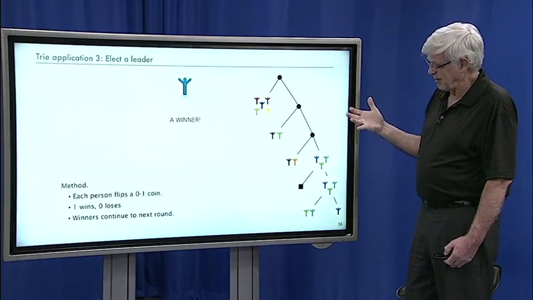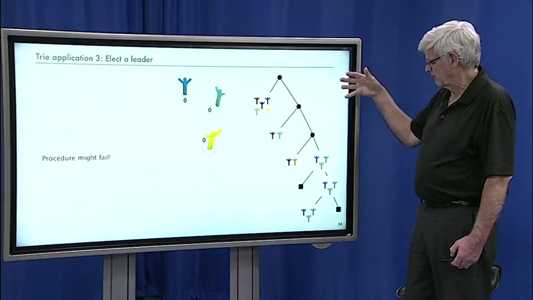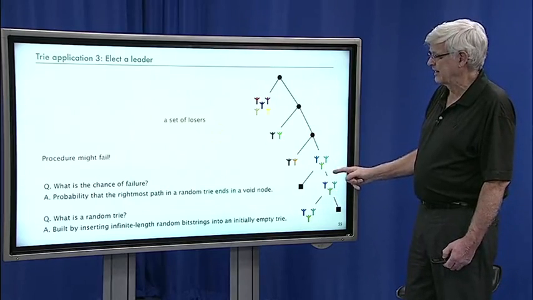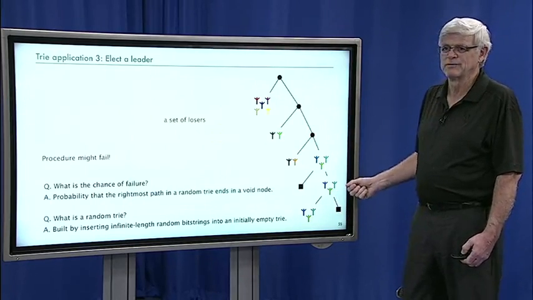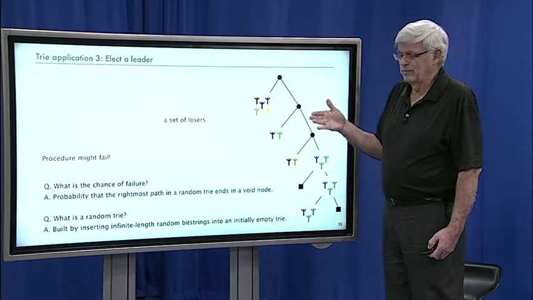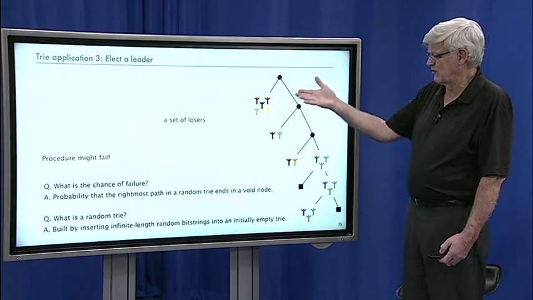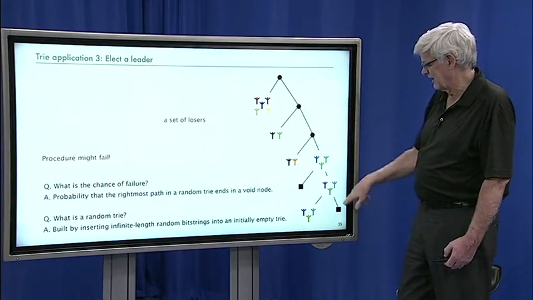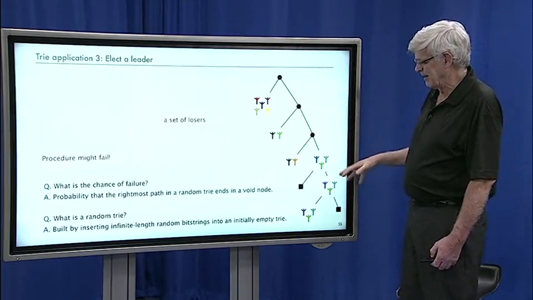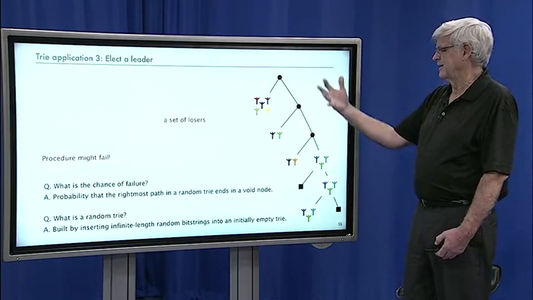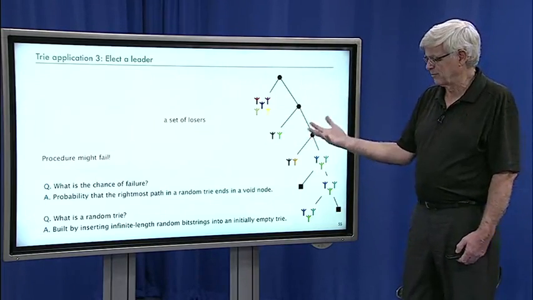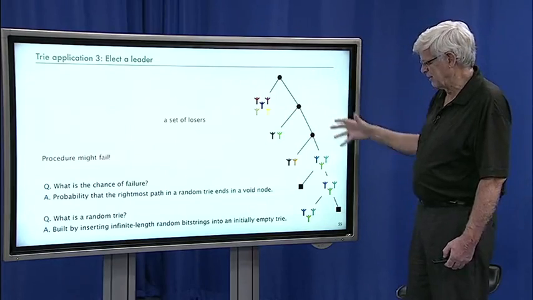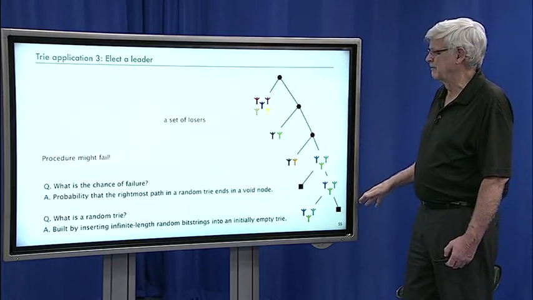Now there's a possible problem, and that is the procedure might fail. What if they all throw 0? Then in that case, they're all losers. There's no winner. The procedure might fail. So obviously we're going to be interested in what's the chance of failure. Well, it's the probability that the rightmost path in a random trie ends in a void node. And what do I mean by a random trie? Well, it turns out that the model that associates with this and also works for symbol tables is the trie that you get by inserting infinite length random bit strings into an initially empty trie.